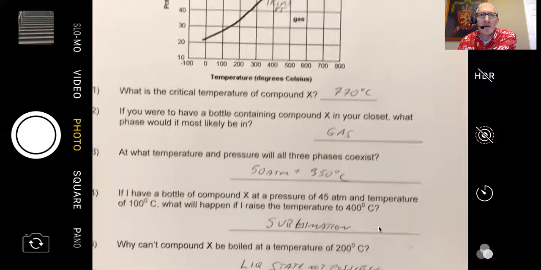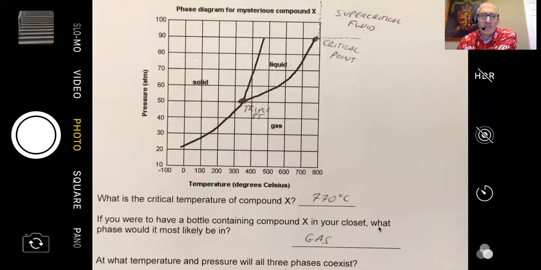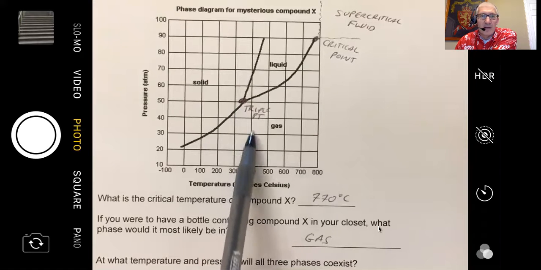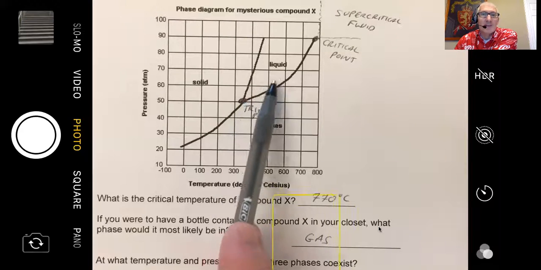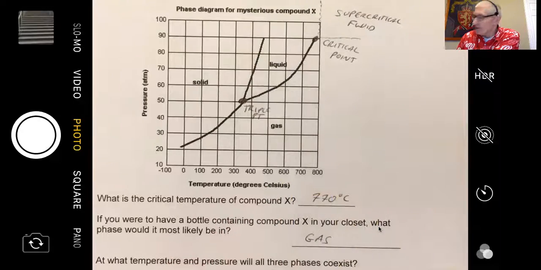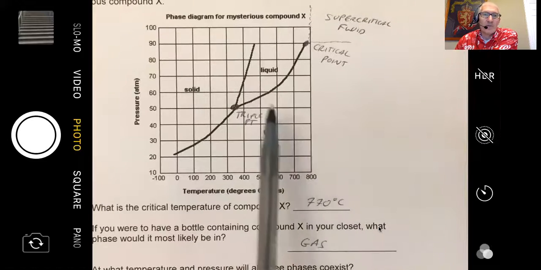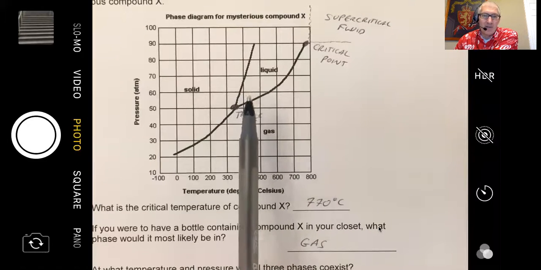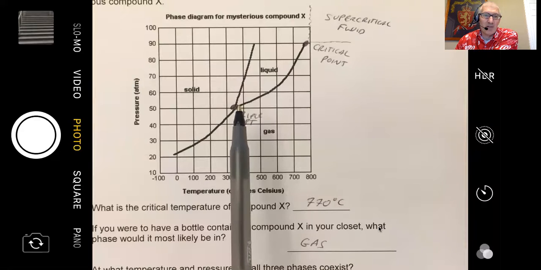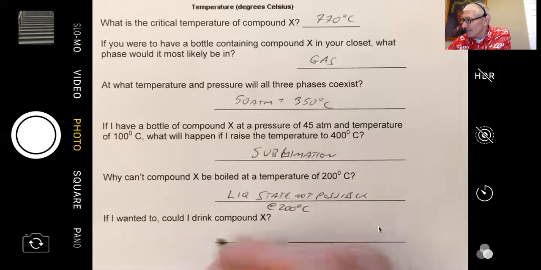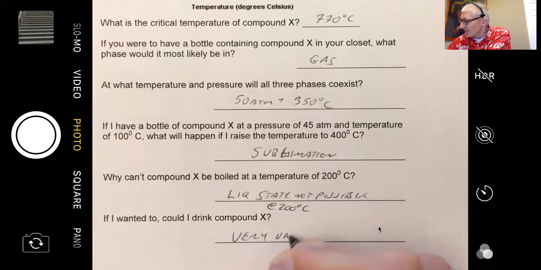You would have to be above 350 degrees because as we look at our diagram, above 350 degrees, that's where, depending on my pressure, I can see my liquid state happening. All right, and almost done. If I wanted to, could I drink compound X? Well, in order to drink it, it would be a liquid. And in order for me to drink it as a liquid, it would have to be above 350 degrees Celsius and above 50 atmospheres. And so this would be a very unsafe drink because it is hot, hot, hot.